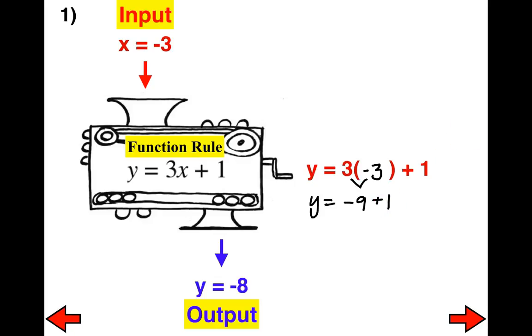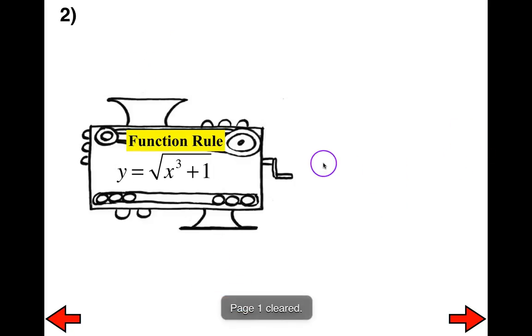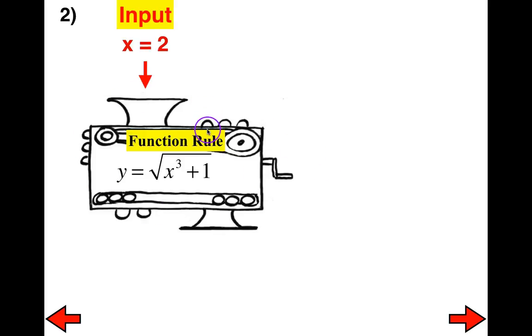Okay, so now what if we have a different function rule and we put an input of 2 this time? So again, this input is going to go inside the machine. It's going to follow the function rule. So you're going to put a 2 in for x, and you're going to simplify. So here you have to do exponents first. 2 cubed is going to be 8. 8 plus 1, take the square root of that, gives you your output of y.